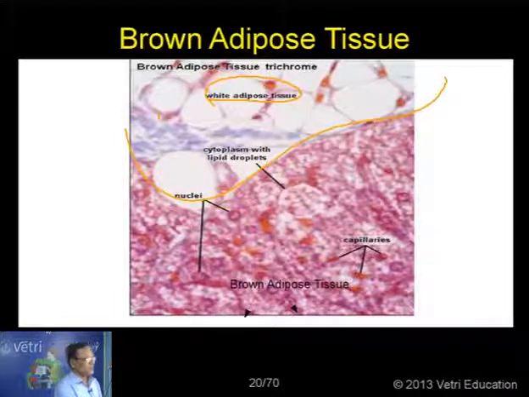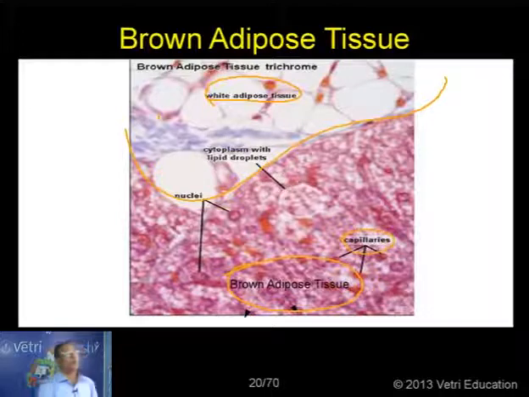But this one, see that one, this is a brown adipose tissue. So we have many capillaries in it, more blood supply. That is why it gives brown color. So this is based on the presence and absence of blood capillaries. When you have more number of blood capillaries, ultimately it becomes brown. When you have fewer number of blood capillaries, normally it is white in color.